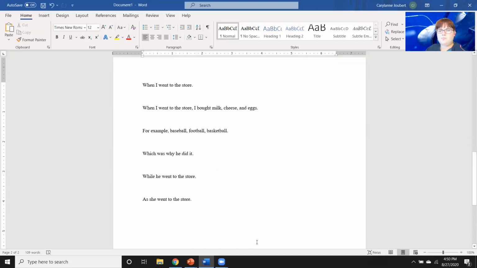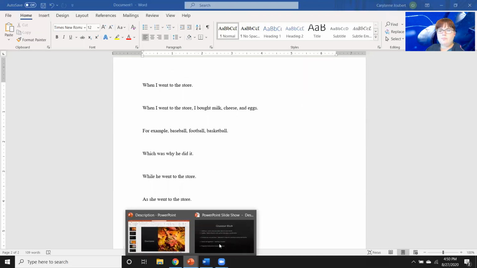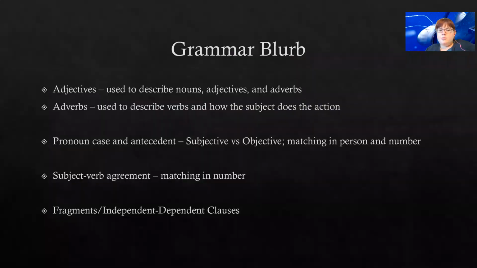Okay. So the next thing is subject-verb agreement. For each subject that we have and each verb that we have, they have to match in number. And so do our pronouns.